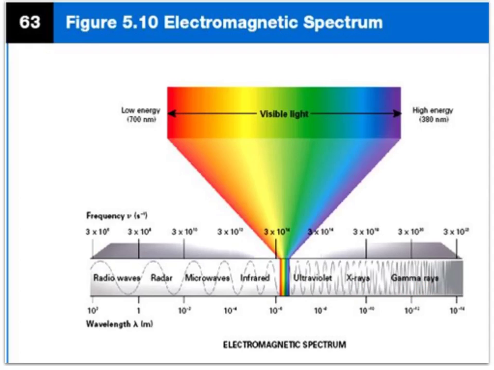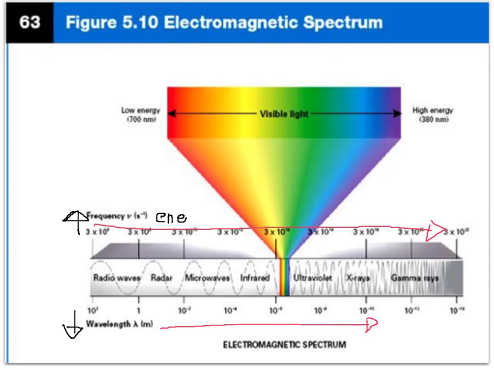It is interesting to note as we go in this direction, our wavelength will decrease, so it goes down. As we go in the same direction, from radio waves to gamma rays, what happens to our frequency? Our frequency increases. That also means our energy follows the same as frequency.